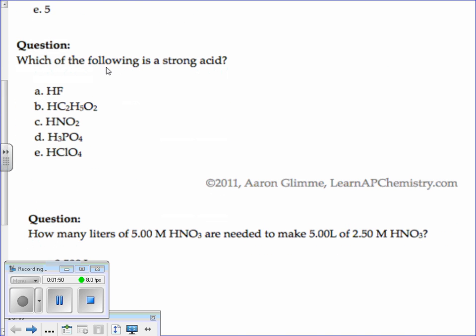Which of the following is a strong acid? Chelsea. Ooh, strong acids. I don't know this. Perchloric acid. Tell me the 6 strong acids. Perchloric acid. Hydrobromic, hydroiodic, hyperchlorite.